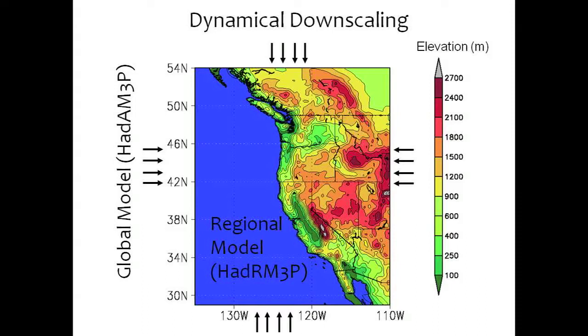So we have a regional model of the Western United States. The resolution is 25 kilometers. It's embedded in a global climate model, which has a resolution of about 1.5 degrees. The global climate model feeds the boundaries of the regional climate model.